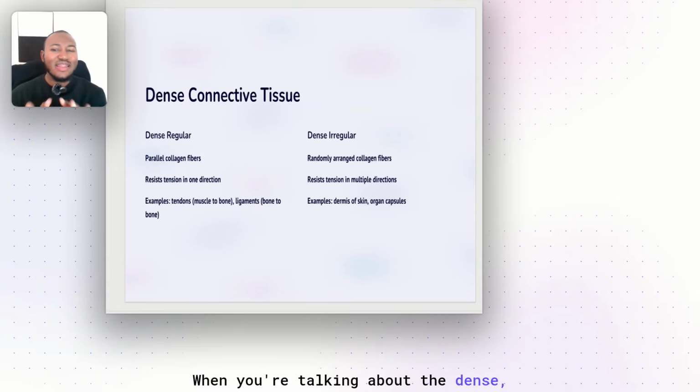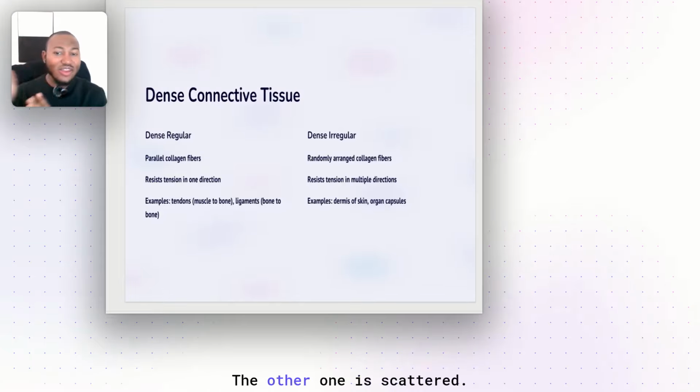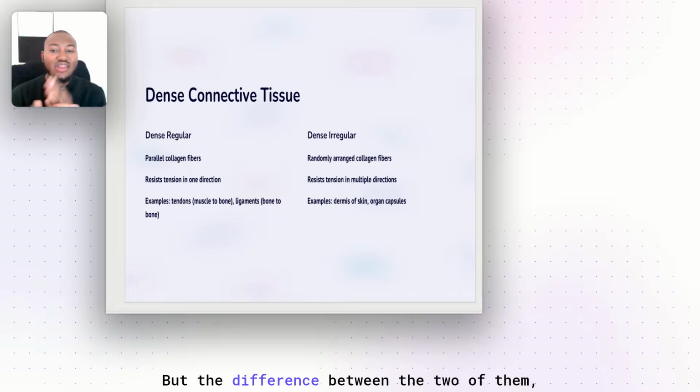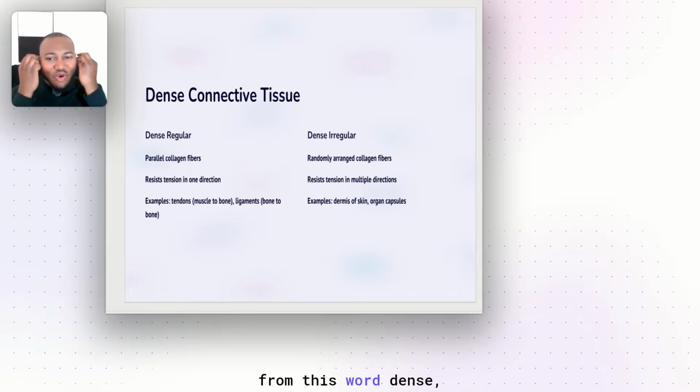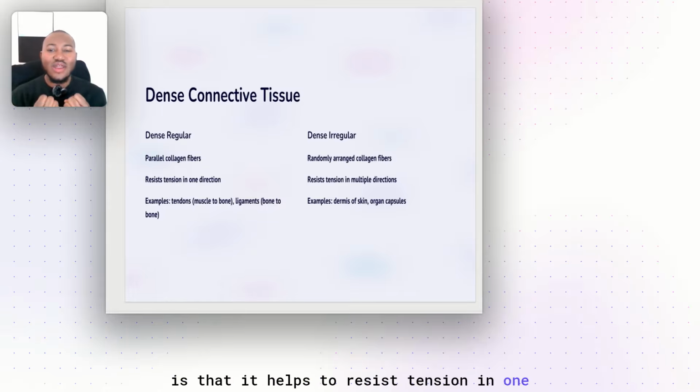The dense, when you're talking about the dense, it means that it is packed. Parallel collagens. If you see, the collagen is parallel. The other one is scattered. This one is parallel. But the difference between the 2 of them, dense, from this word dense, is that it helps to resist tension in one direction.